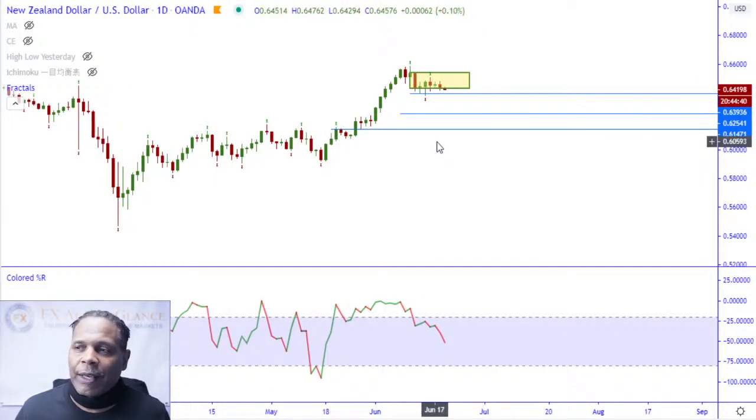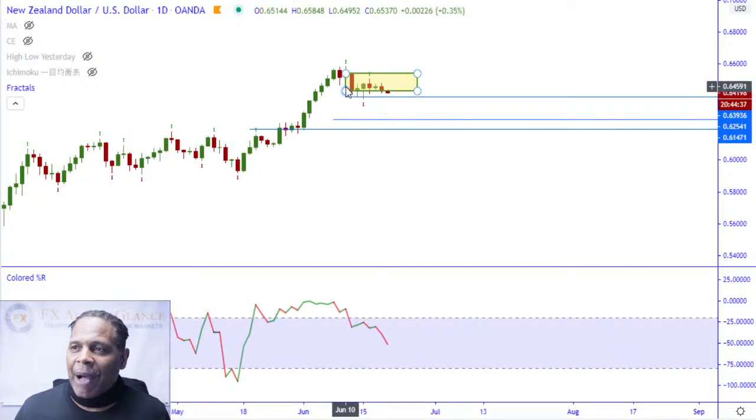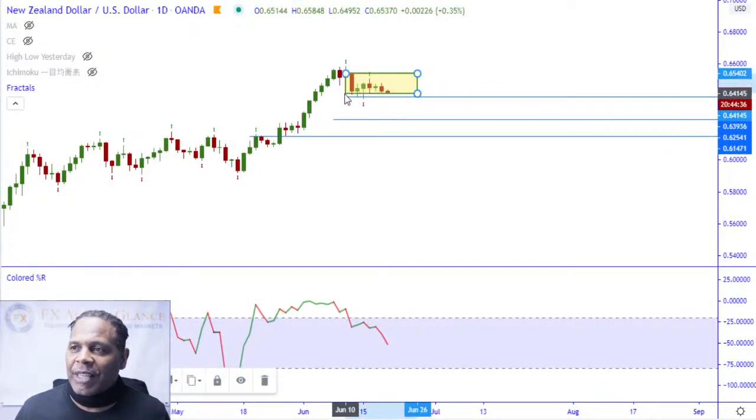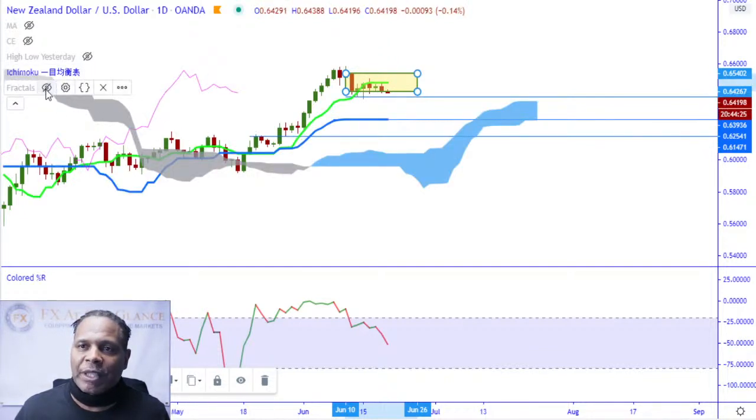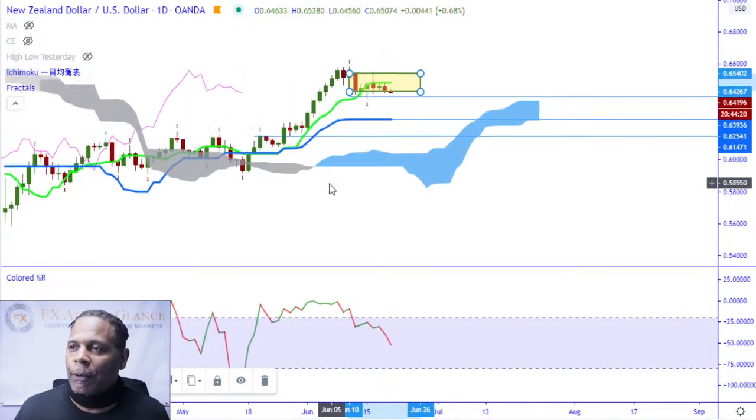But anyway, looking here, New Zealand dollar. This one, again, you can see I boxed this in because really the market's not doing anything for the past 1, 2, 3, 4, 5, 6 days. So let's put Ichimoku on here. Still probably not going to help us much. Oh, I don't want to take these away. Those are my babies. I have to keep those on the chart.